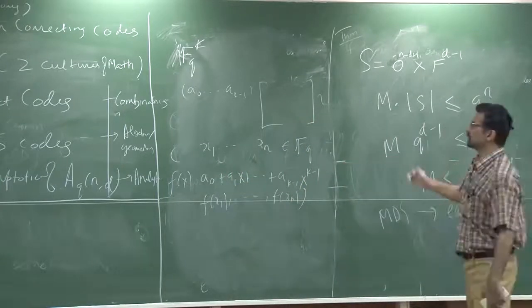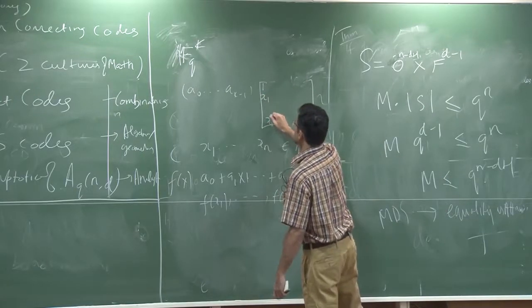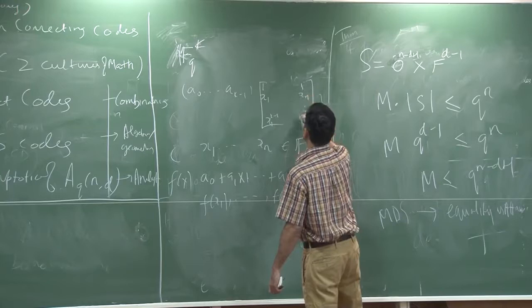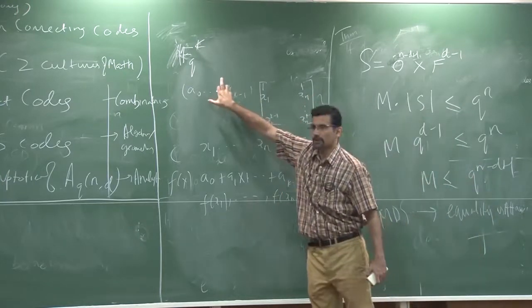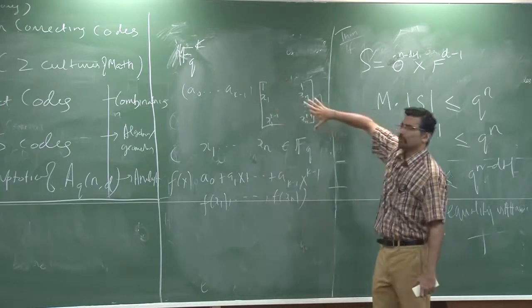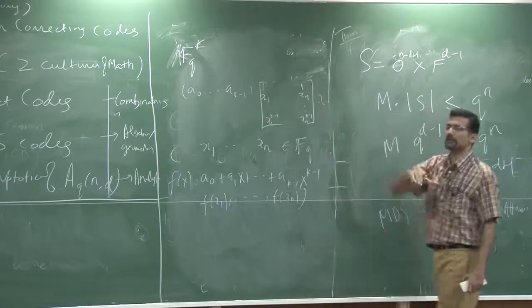Okay, so how do you encode this in terms of matrices? You look at this Vandermonde matrix. Is that clear? If you take this to be a row vector, what will be the output? The output will be this polynomial evaluated at x1, up to this polynomial evaluated at xn.